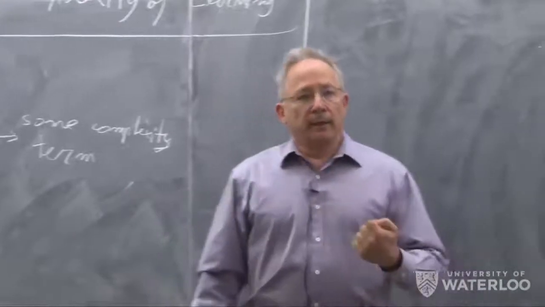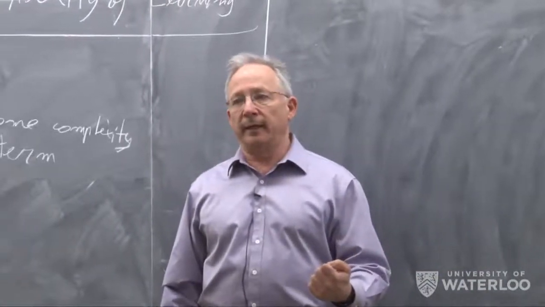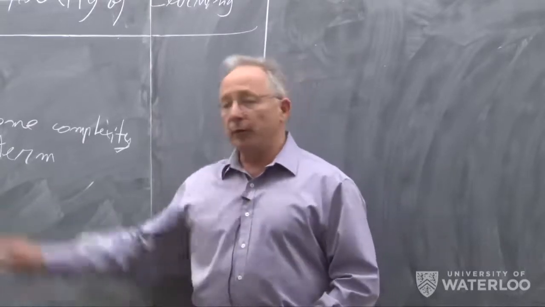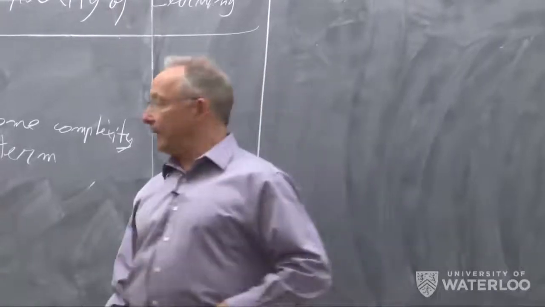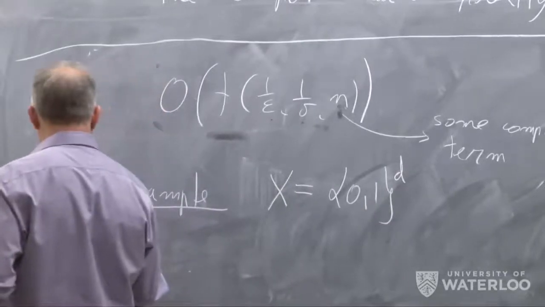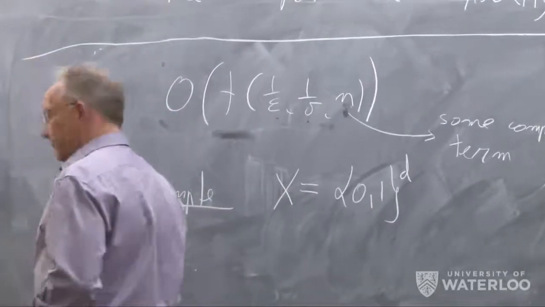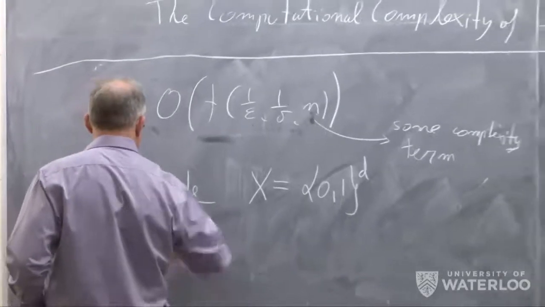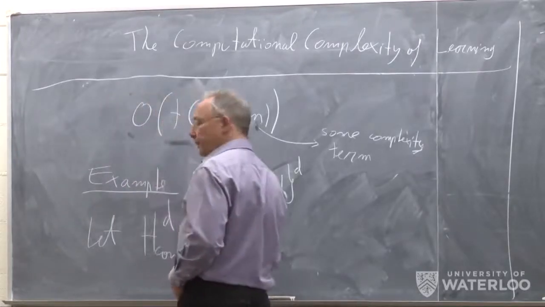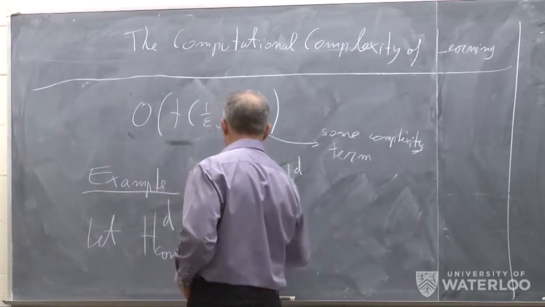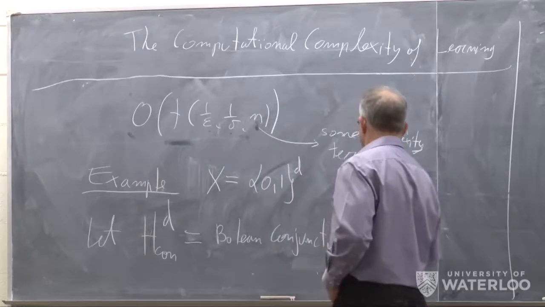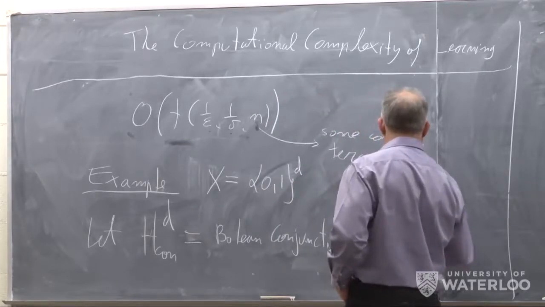Now, rectangles may be a very natural class over the Euclidean space. Over the Boolean cube, one of the most natural classes, so now I have to tell you which class I want to learn, is the class of conjunctions. So let H con D be the class of Boolean conjunctions over 0, 1 to the d.